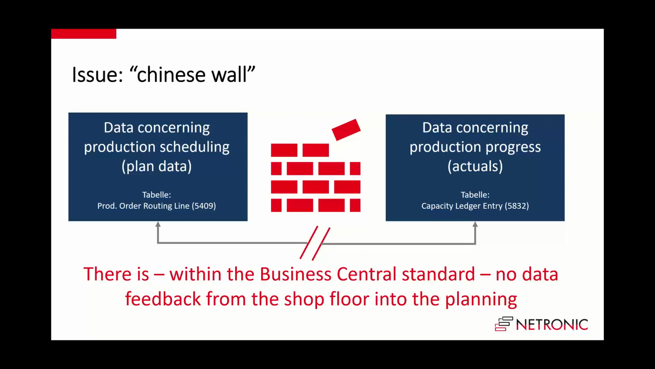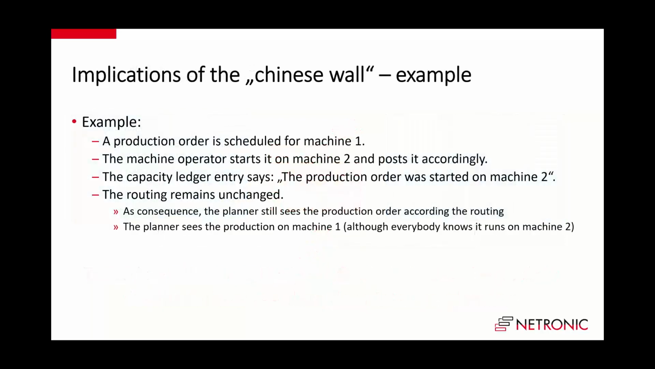So you can set up your production orders with the routings, and the routing lines keep being the routing lines, and then you can post via the production journal and create capacity ledger entries. And these two entities are completely separated from each other, and it doesn't matter what you post, it will not impact your production or routing lines. And this can create some issues. I'll just give you an example, and this is a real life example.